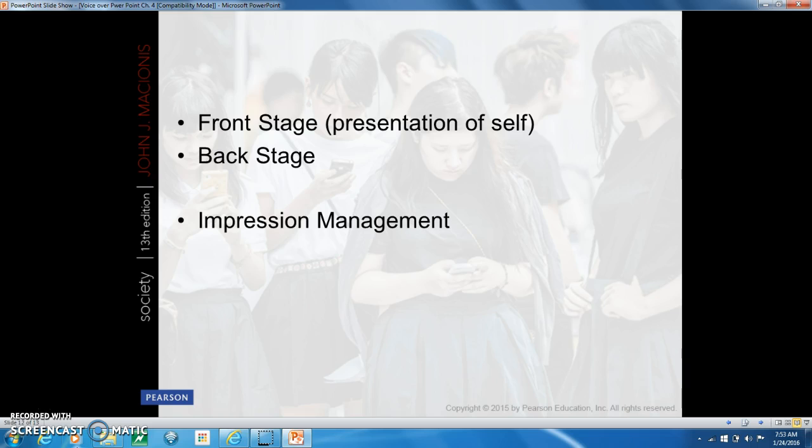Now, according to Goffman, the social world is divided into two parts. We have a front stage and we have a backstage. In our front stage, this is where the social actors manage the image of themselves they project to others. And this aspect is called presentation of self.